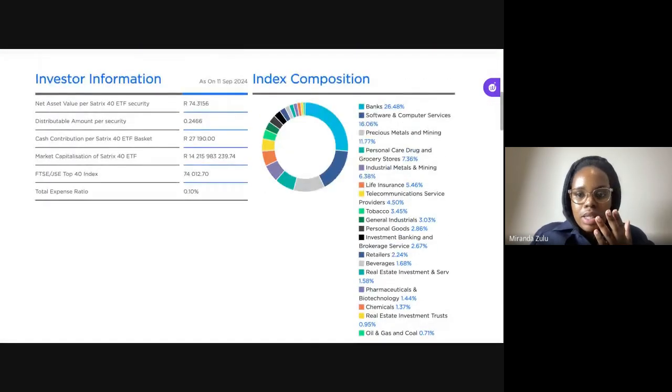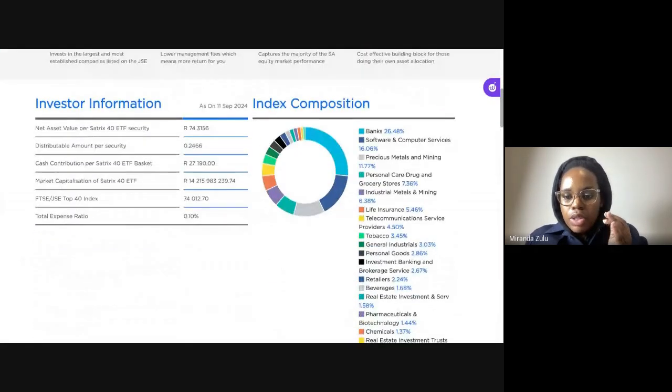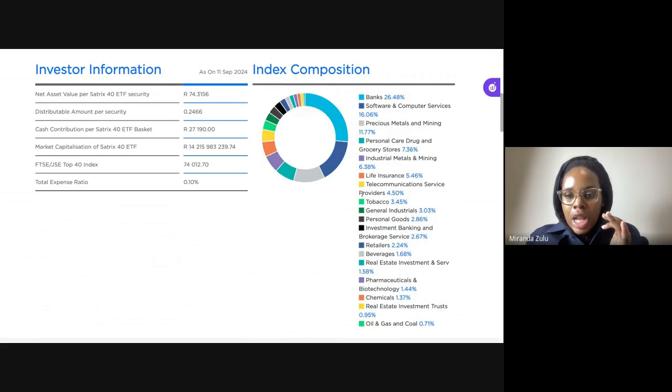So this is how the top 40 is kind of spit out, right? So there's percentages in this. As you buy the top 40, you're not buying an equal share of all these companies. It's kind of spit out.